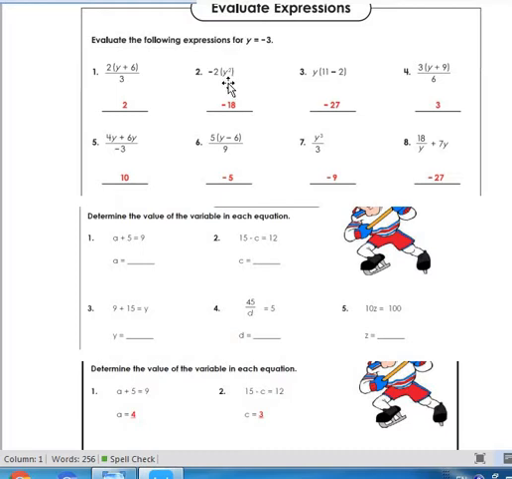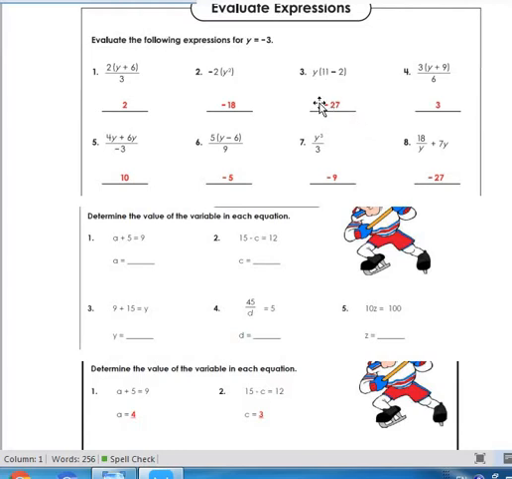When I say parentheses then exponent, negative 3 power 2 means negative 3 times negative 3. This is the meaning of the exponent, the power 2. Negative 3 times negative 3 equals 9. 9 times negative 2 gives me negative 18. Don't forget, negative times negative gives positive. Negative times positive gives negative. Positive times positive gives positive.